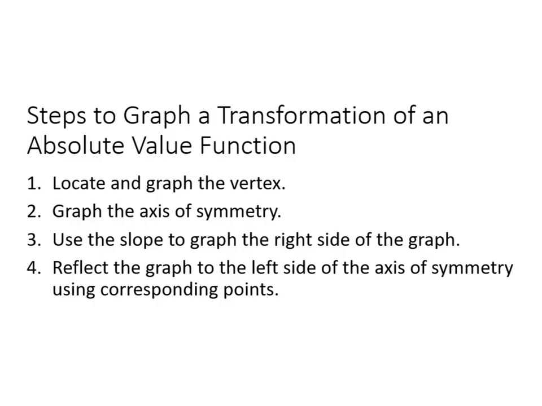Now we're going to use this information to graph our absolute value functions. But first, let's review the steps. The first step is that you are going to locate and graph the vertex. Then you're going to graph the axis of symmetry. Next, you're going to use the slope to graph the right side of the graph. And finally, you'll reflect the graph to the left side of the axis of symmetry using corresponding points.